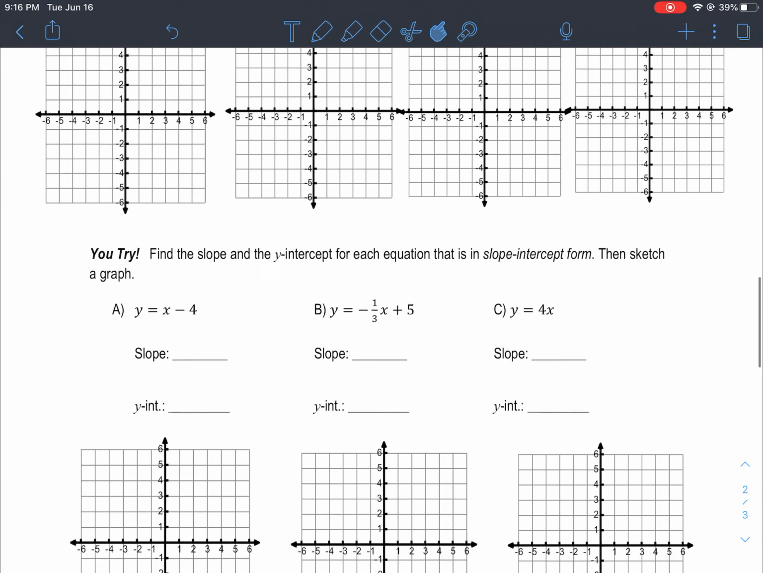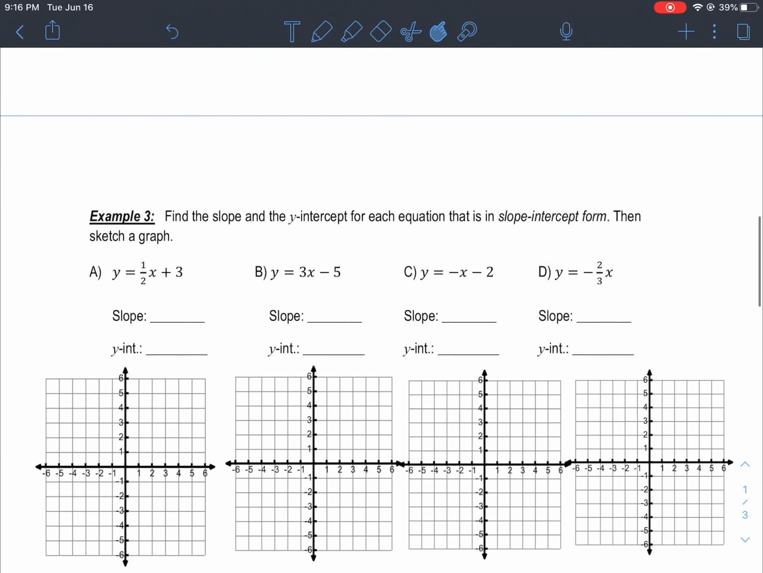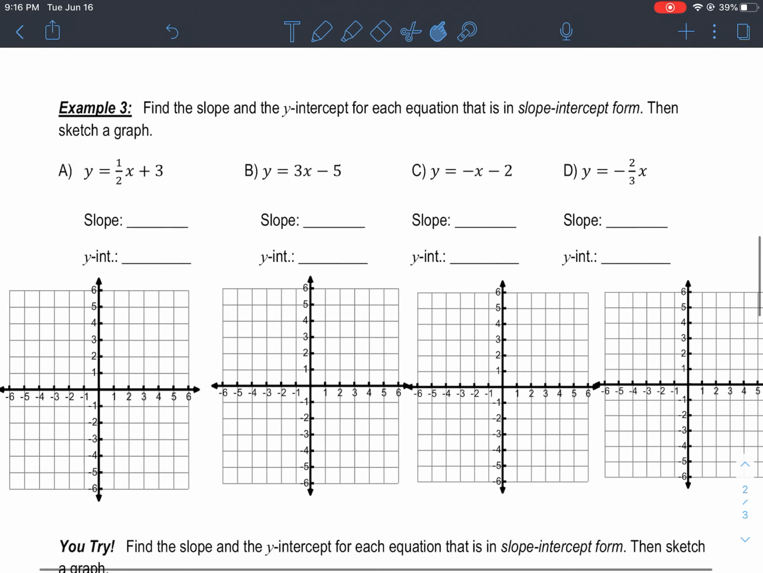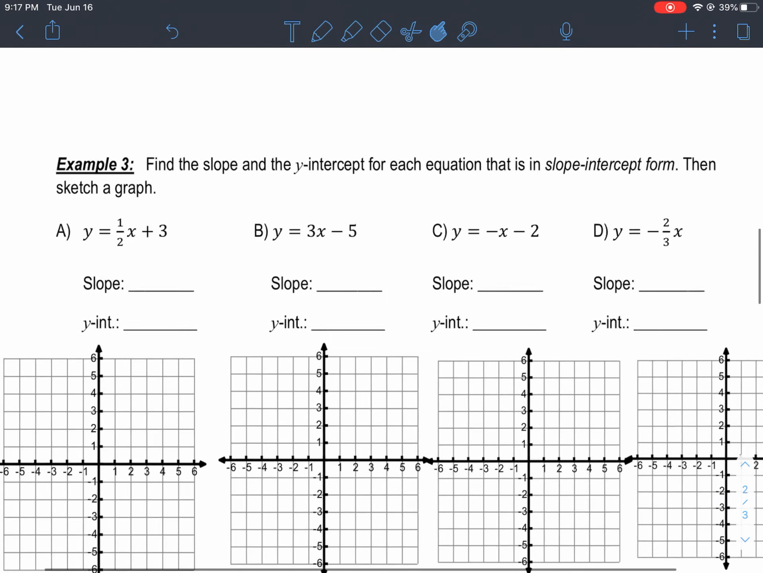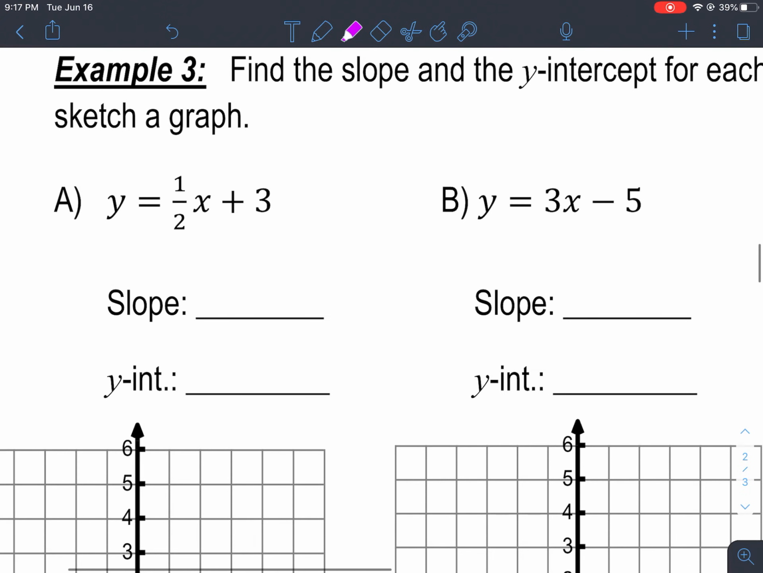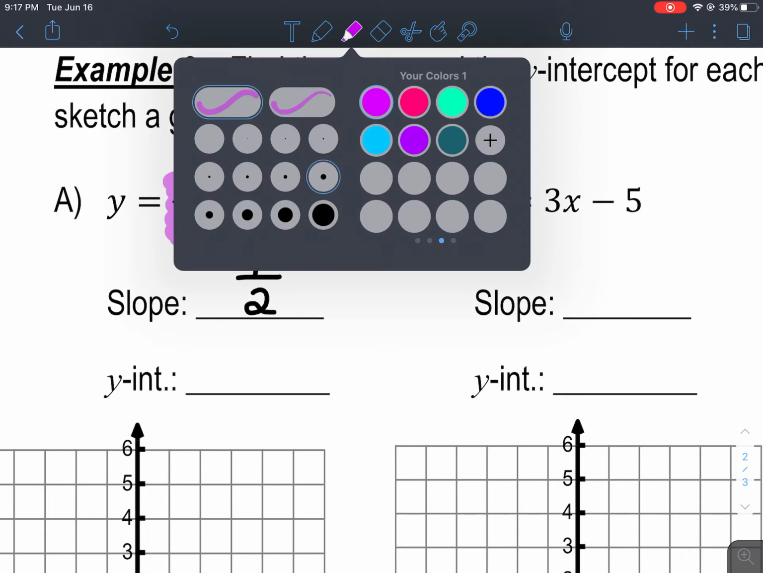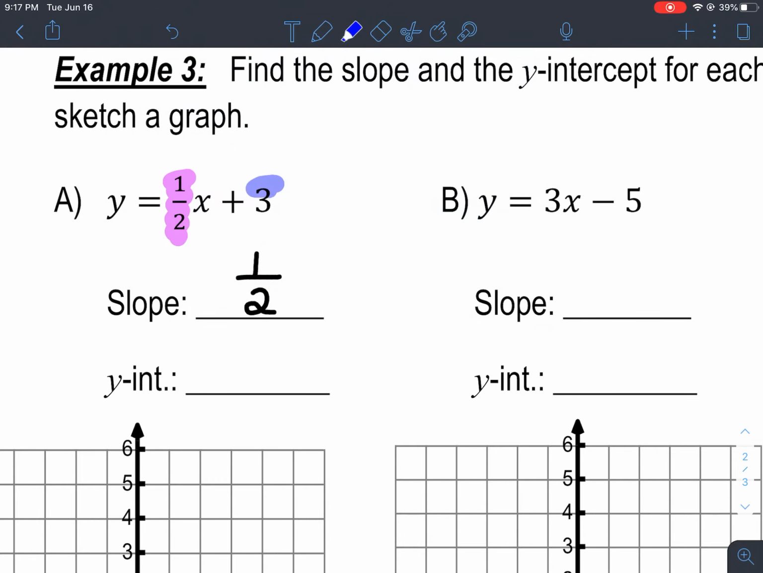Okay, now moving on to our last couple examples here. Now we're just going to graph. We're going to find the slope and the y-intercept for each equation that is in slope-intercept form, and we're going to sketch the graph. So pretty easy here. They're all in slope-intercept form. So we see our slope is the number that's in front of the x, and our y-intercept is our constant here.